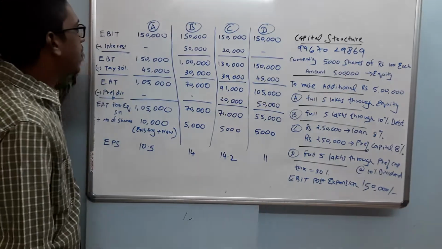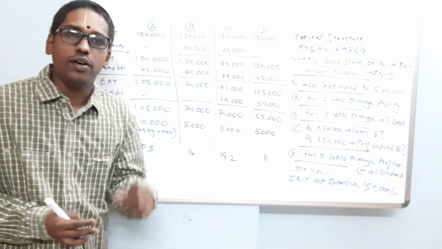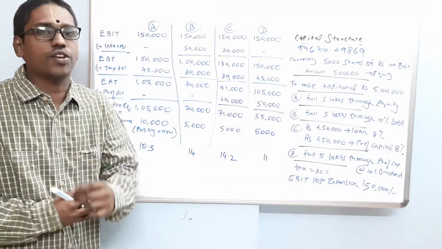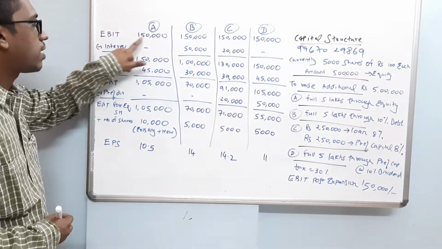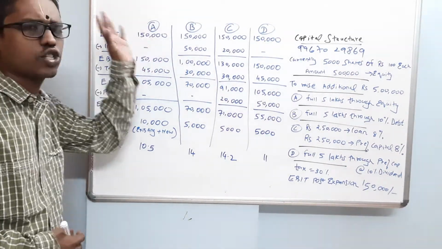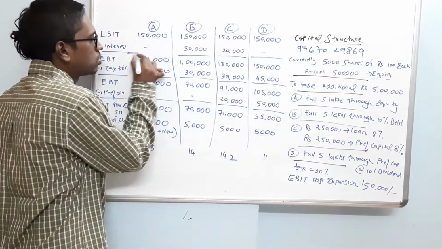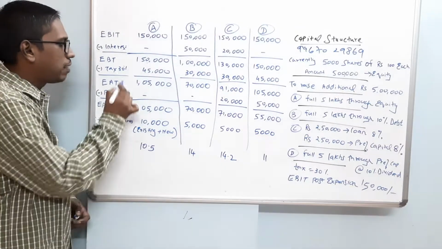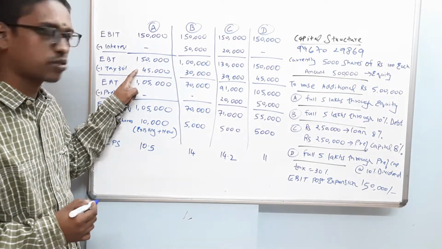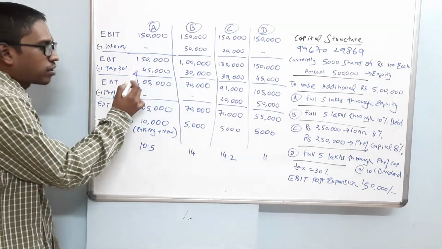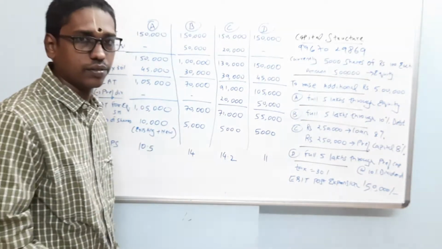So if you are raising the entire 5 lakhs through equity, there is no interest to be paid. Interest is to be paid only on loan funds. Since we are not borrowing, in the first case the interest is nil. So EBIT is 1,50,000 rupees, no interest to be paid. So earnings before tax is also 1,50,000 rupees. On this 1,50,000, we will pay a 30% tax. 30% of 1,50,000 will work out to 45,000 rupees. So once 45,000 rupees of tax is paid, earnings after tax is 1,05,000.